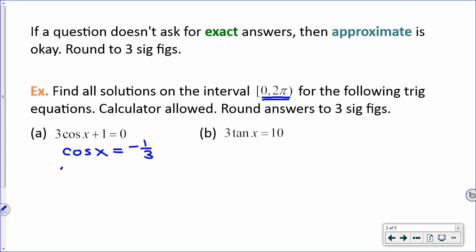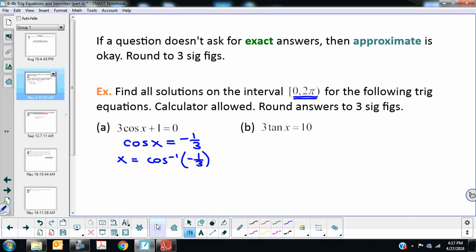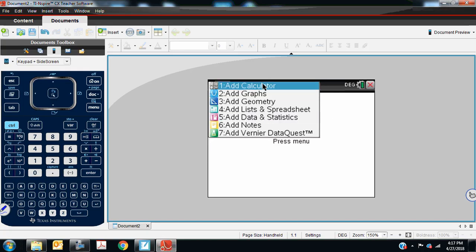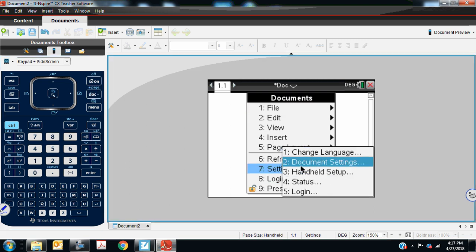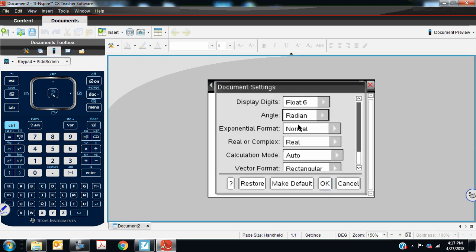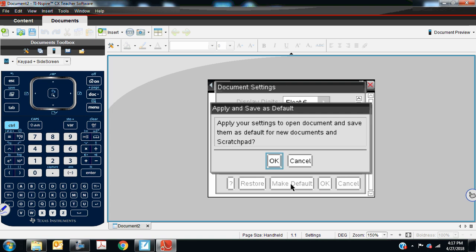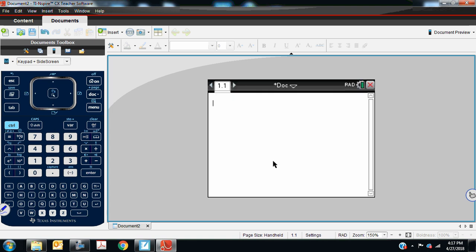So we're going to use an inverse cosine to get x by itself, and we're going to go to the calculator to evaluate this with a couple of added complications. First, since we want our answer to be in radians, we're going to have to make sure that our calculator is in radians. So we will go to the document settings, and if it's in degrees, change that to radians, make that the default so that it will stay in radians for a while.